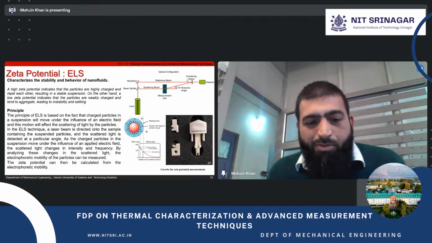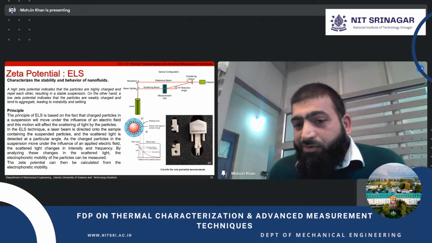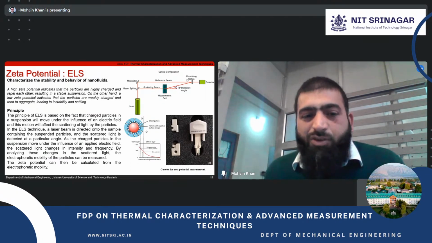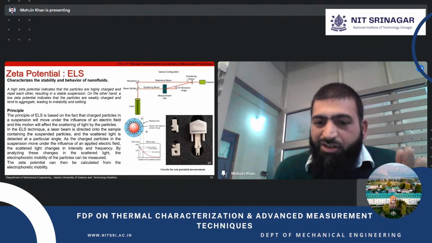It measures the electrophoretic mobility of these particles, and based on that, it gives us an idea of the velocity with which the particles are moving towards the charge, towards the electric field. Based on that, we get an idea about the zeta potential.